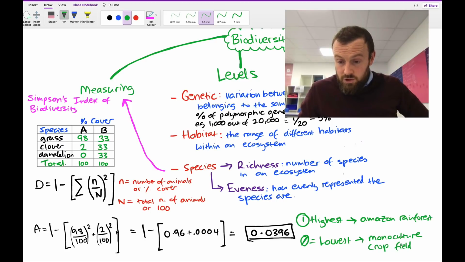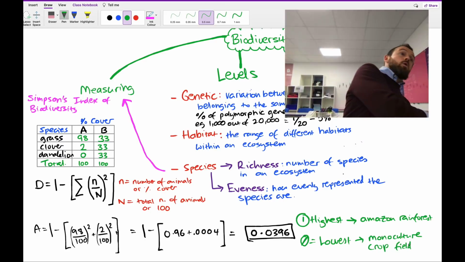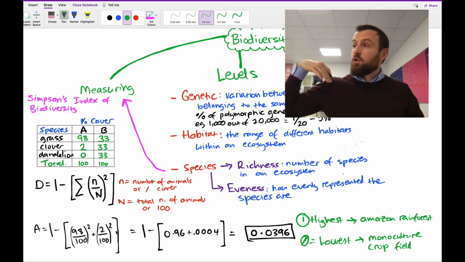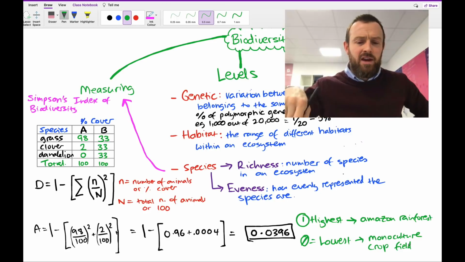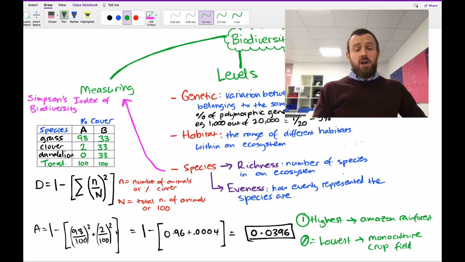So monoculture means a huge field with just corn. And if you think about the maths of it, that would be 0, because the only thing you'd be measuring is corn. It would be 100% percentage cover. So we're doing 1 minus (100 over 100) squared.